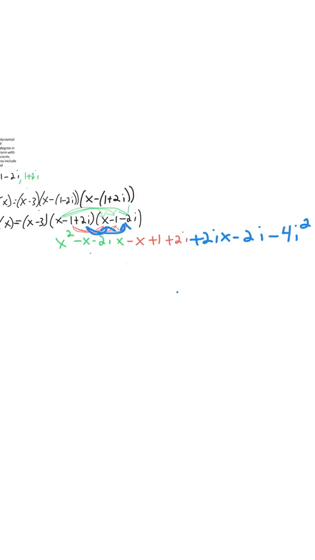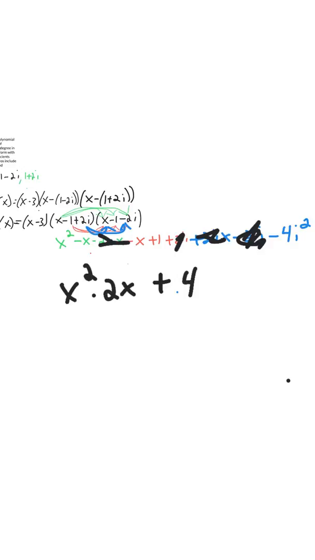And there's some cancellation that can happen here because you get -2ix plus 2ix. Those guys are going to cancel each other out. So we're going to cross that out and cross that out. And then, let's see, we've got 2i and -2i that can cancel out. And then minus 4i squared. i squared is -1, so that's plus 4. Left with x squared. And then you have -x minus x, that makes -2x, plus that 1, plus 4. So when you simplify the whole thing, that's x squared minus 2x plus 5.